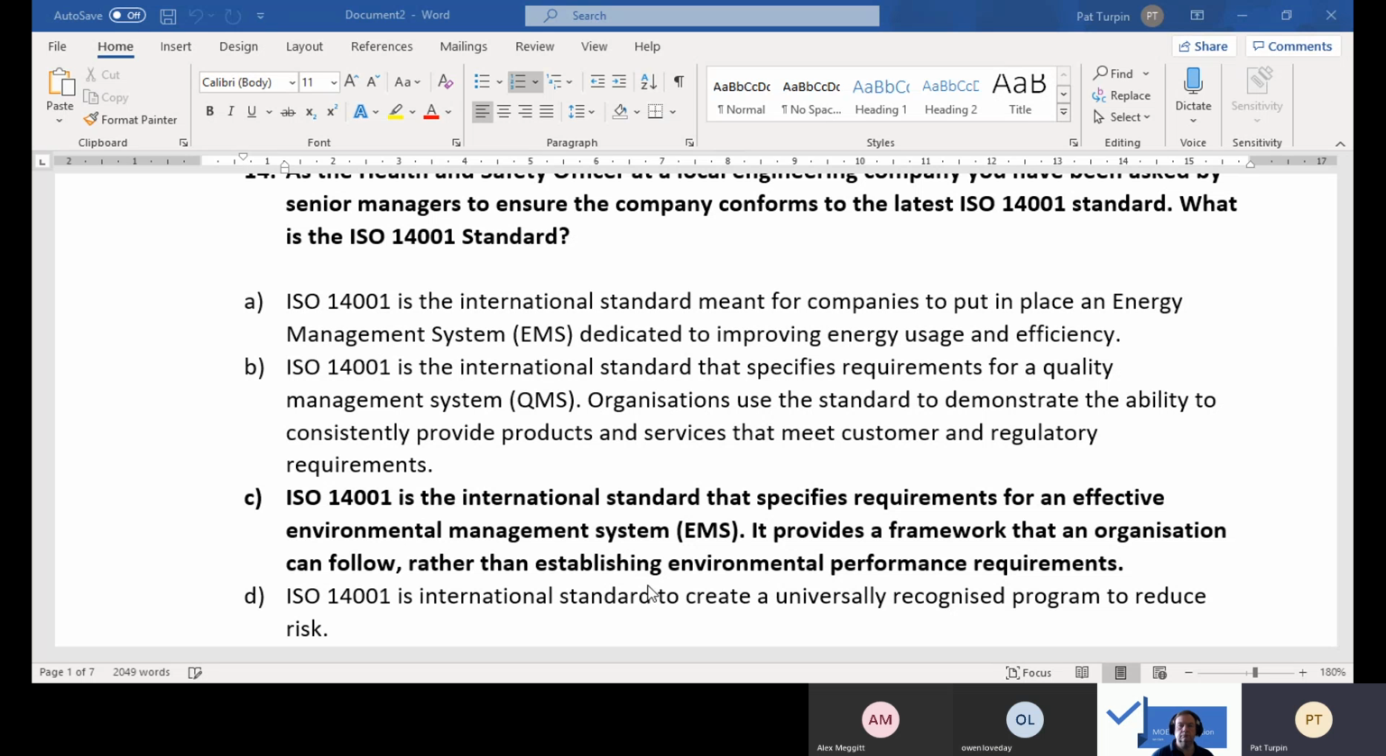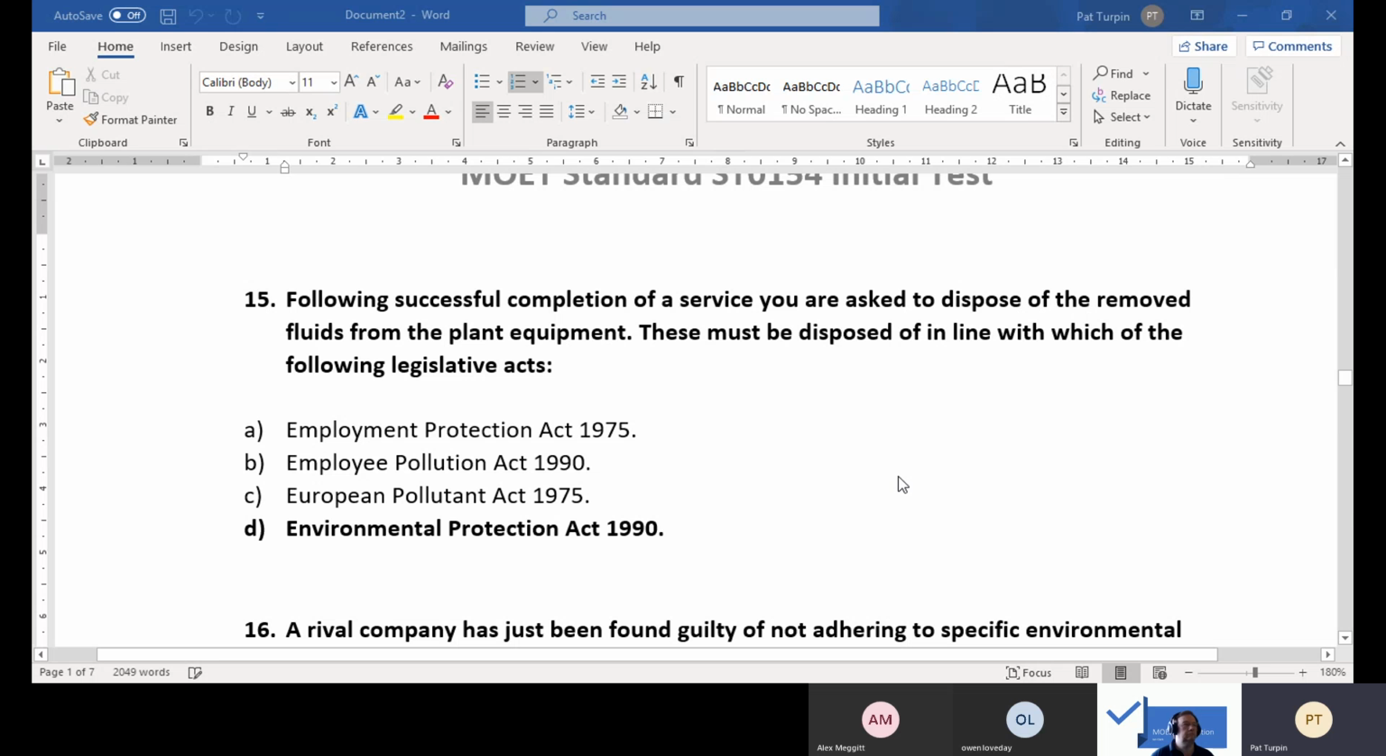Everyone happy with those? Yeah. Yeah, cool. Have a look at that one. Following successful completion of a service, you're asked to dispose of the removed fluids from the plant equipment. These must be disposed of in line with which of the following acts? Well, we got it down off the last one, really, didn't we? Environmental Protection Act 1990.